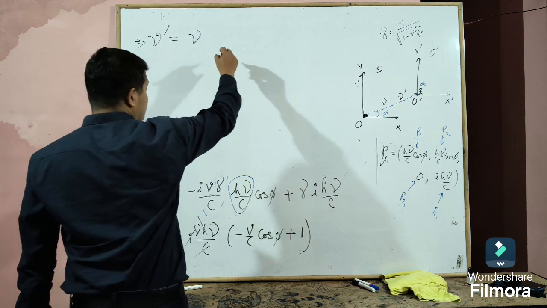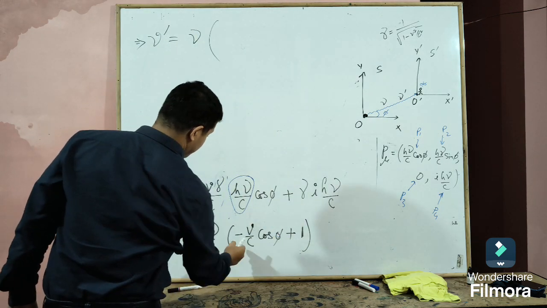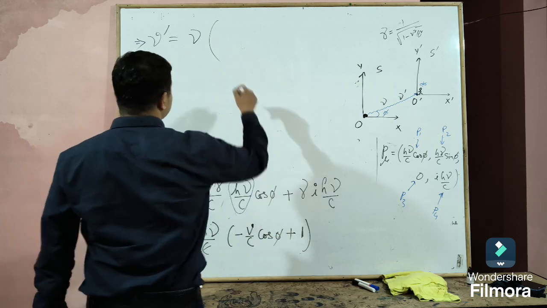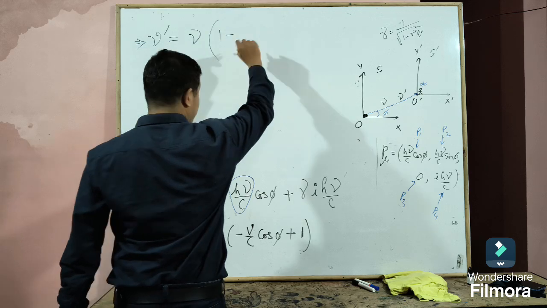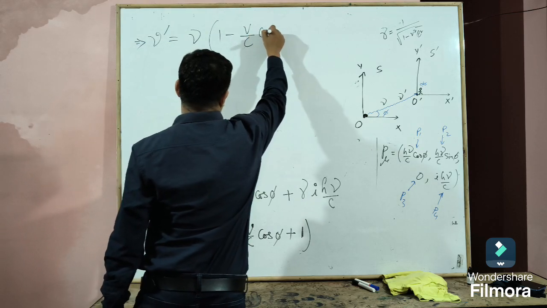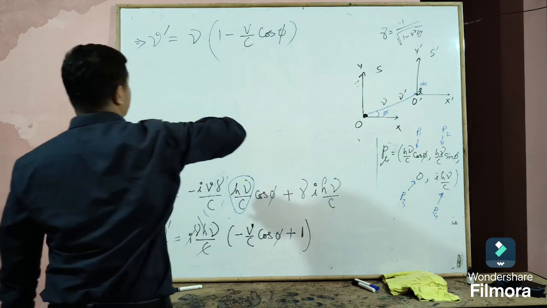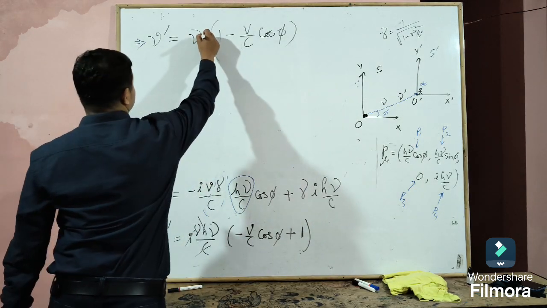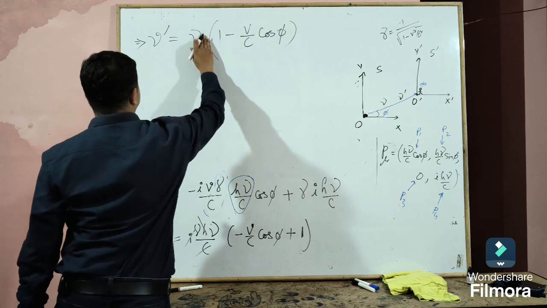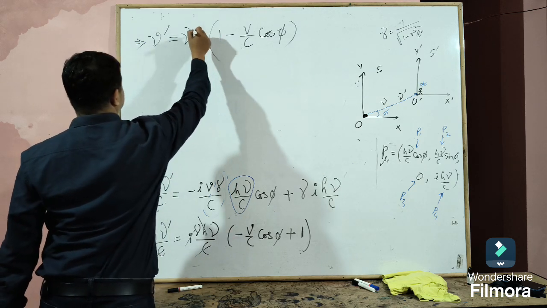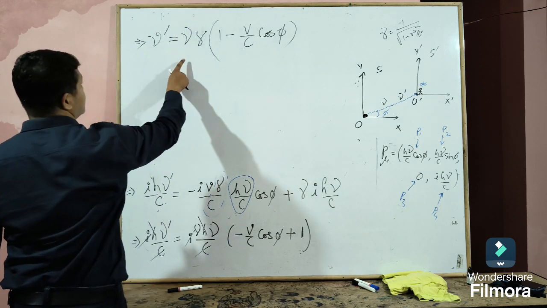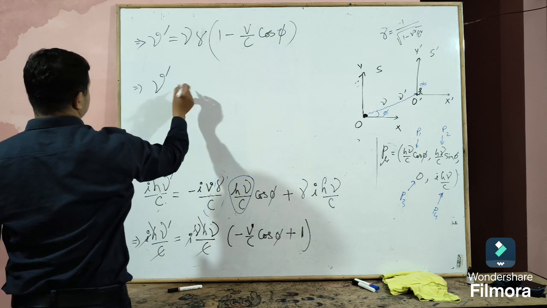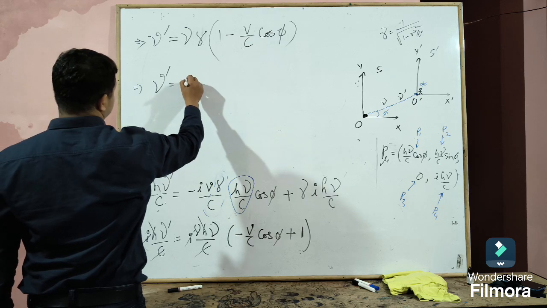nu. This can be written this way, positive first, let me write the positive one first, then the negative term, so that means 1 minus v by c cos phi, and there should be a gamma. I forgot to put the gamma here. Don't be confused, this is gamma, this is nu, and nu dash and this is nu.